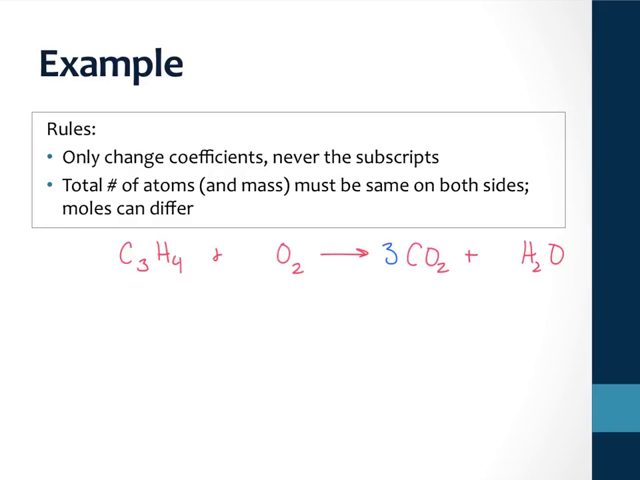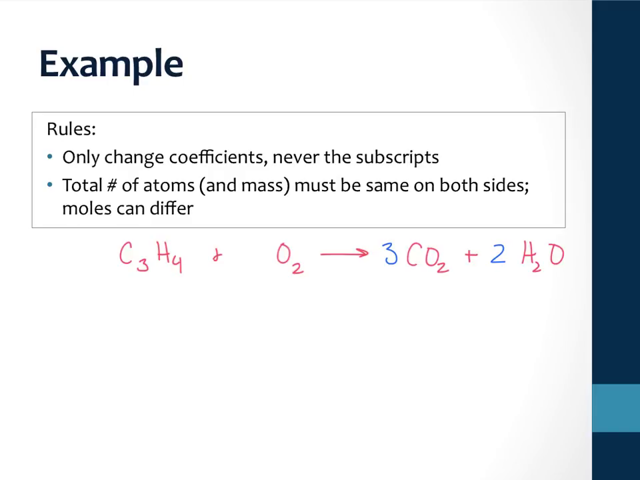Alright, now let's go back to C3H4. There are 4 hydrogens. On the other side, there's only 2 hydrogens in H2O. So 4 versus 2. How do we make that 4? We've got to double it. Let's put a 2 in front of the H2O.